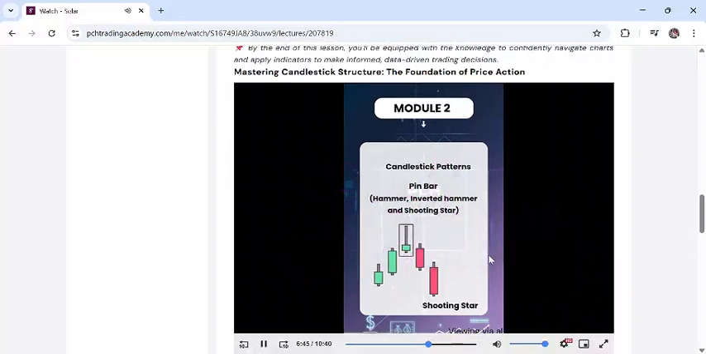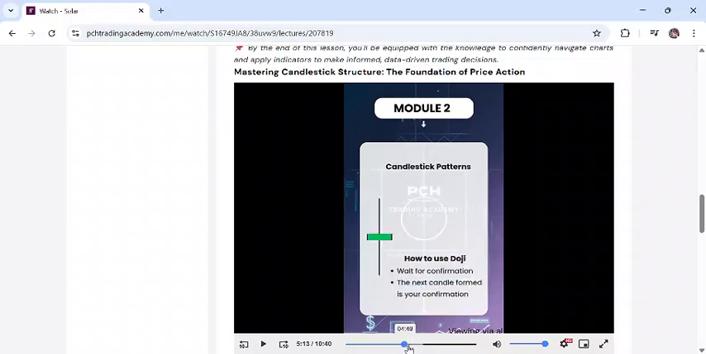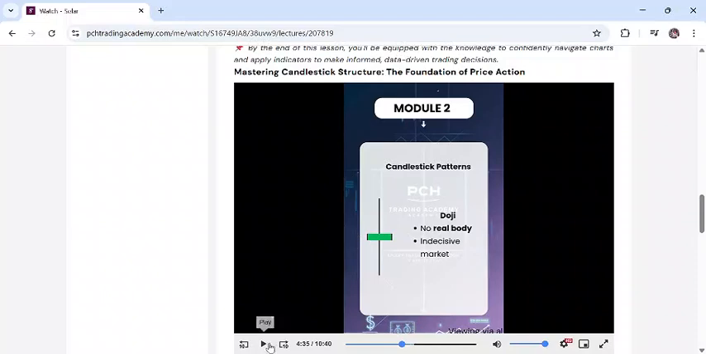Look at this topic. This section is called Mastering Candlestick Structure, the Foundation of Price Action. And we're expecting that when you are in this module, you should have gained sufficient confidence to be able to make at least $100 within 1 week. So by the time you complete this chapter 2, module 2, we expect that you should be able to take trades that will earn you up to $100.